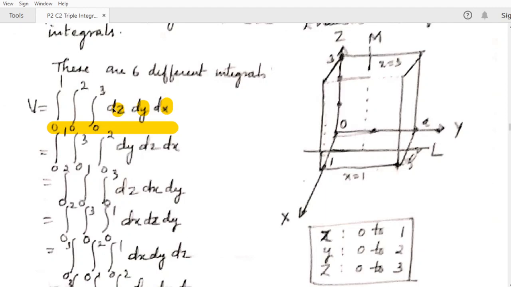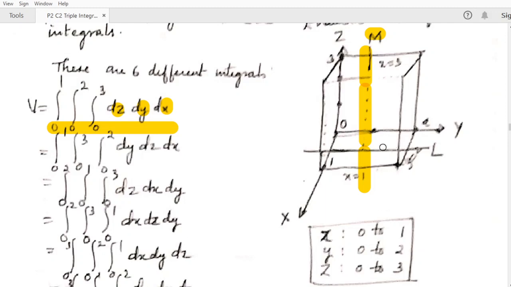To find the limit of the first variable z, we will be considering a line M passing through this solid parallel to the z-axis. So we call it M. That is our first step. And by observing this particular line M, we will be finding the limits of z.